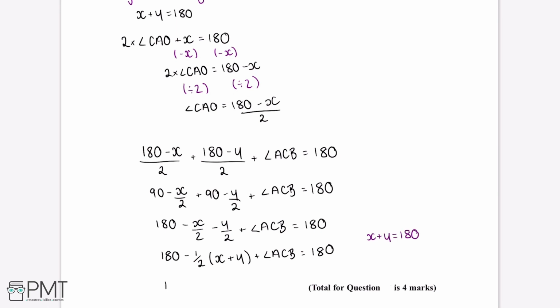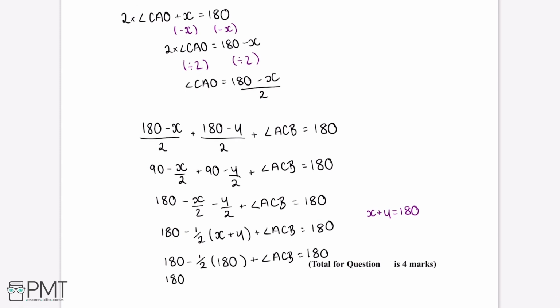So when we substitute this in, this gives us 180 minus a half multiplied by 180 plus the angle ACB is equal to 180. So next we can expand out these brackets, and this gives us 180 minus 90 plus the angle ACB is equal to 180. And then if we put all of the numerical terms onto one side of this equation, this tells us that angle ACB is equal to 90 degrees. And that is our final proof.